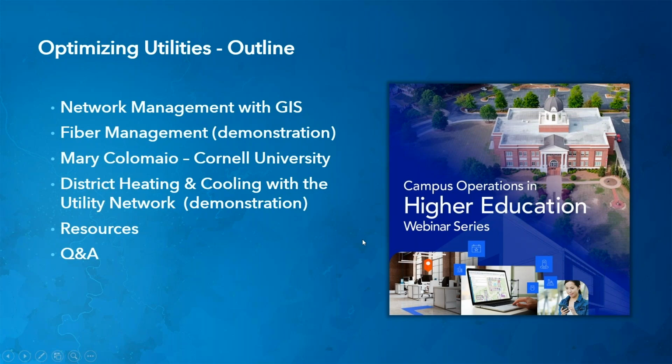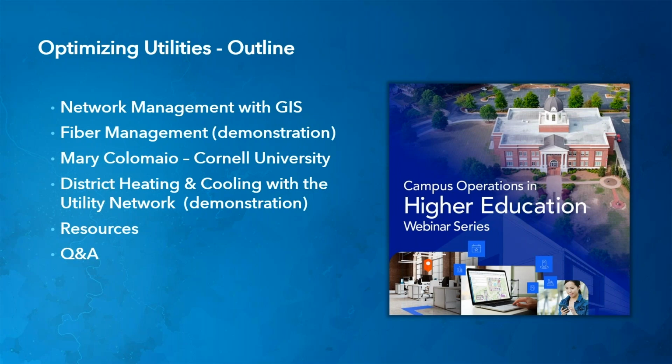So the outline for today is going to do a quick introduction on network management with GIS and what that starts to mean in terms of moving from either CAD or moving from paper workflows. Following that, we're going to have Jinjie, a solution engineer from Esri, doing a demonstration of how you can start to take more of a get started approach for modeling and visualizing your network information. And in this case, we're going to look at fiber data. Following that, we're going to look at how Mary Colomayo from Cornell has really started to publish out her information and make it available across the campus, and some of the ways that she has taken GIS and really helped to transform the university there.